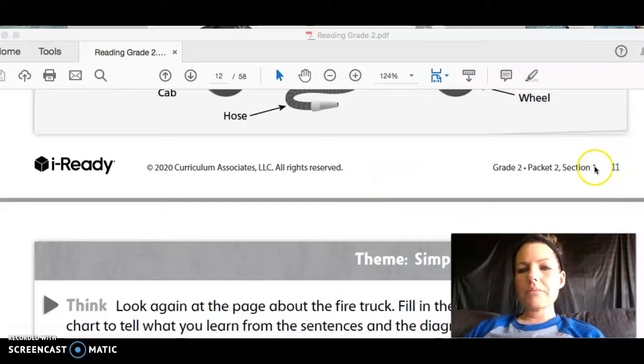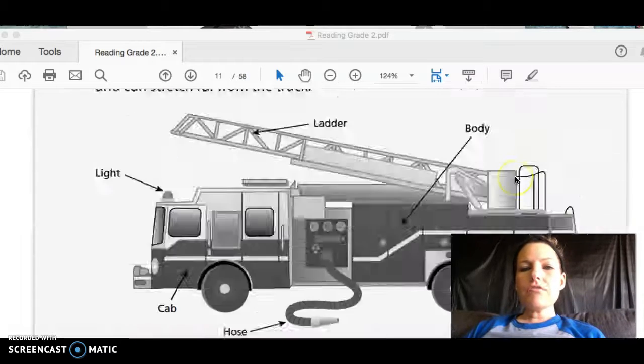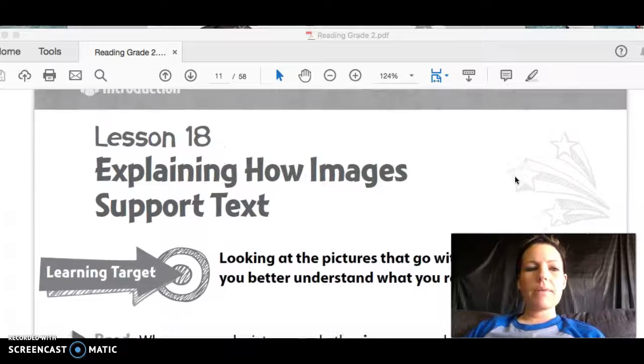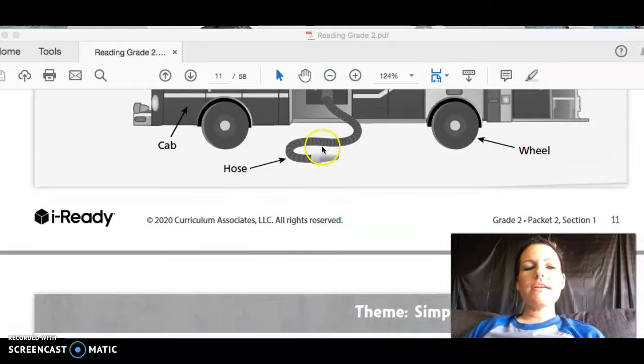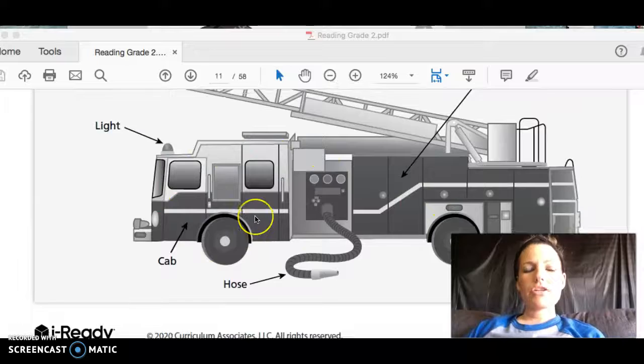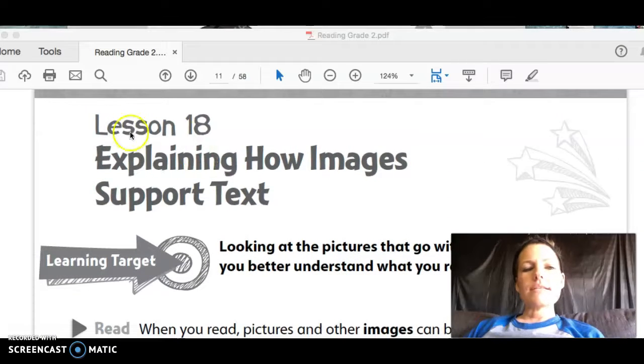Now your page numbers might be a little different than mine since mine's on the computer, but you're looking for the reading section of your packet and you're going to try to find page 11. It has this fire truck on it. It also says lesson 18, explaining how images support texts.